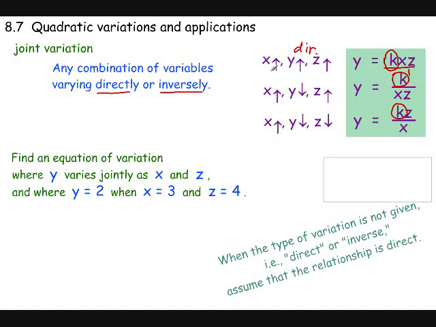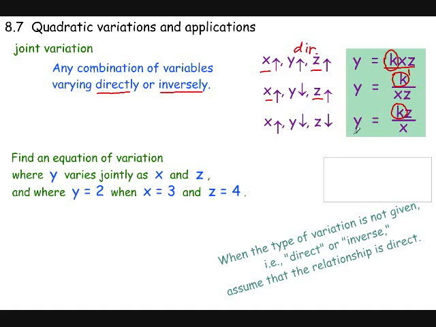So both x and z are varying directly with y. In the case of the next one, notice where x and z are. They are in the denominator, and they are varying inversely. Please notice, as they go up, y goes down.